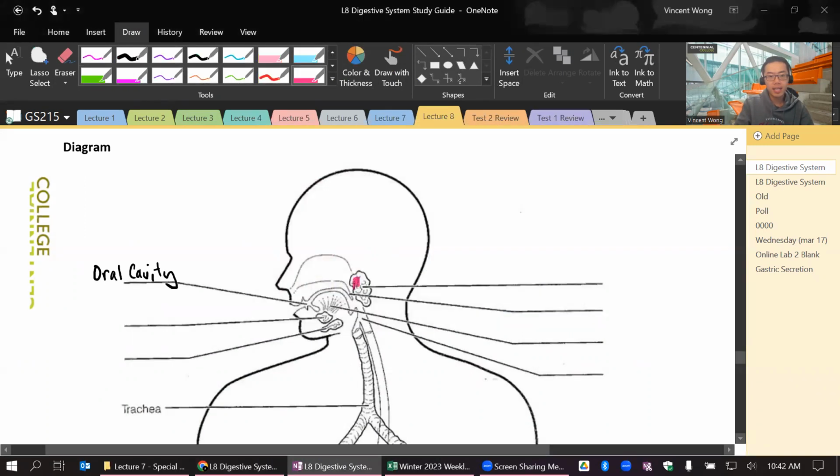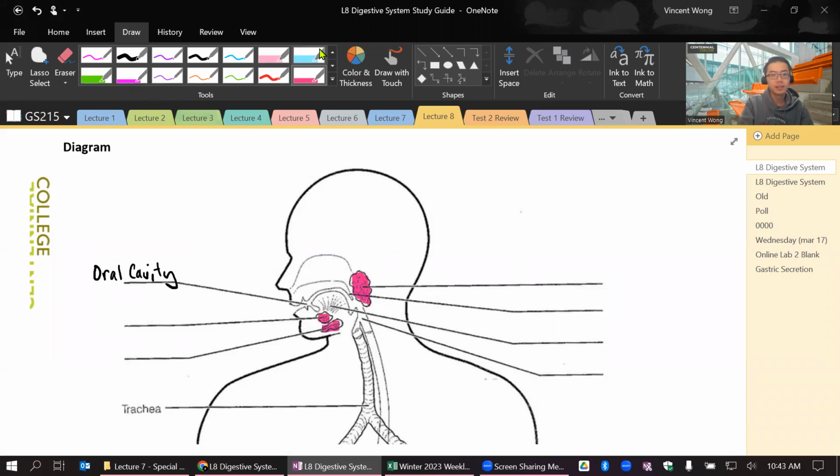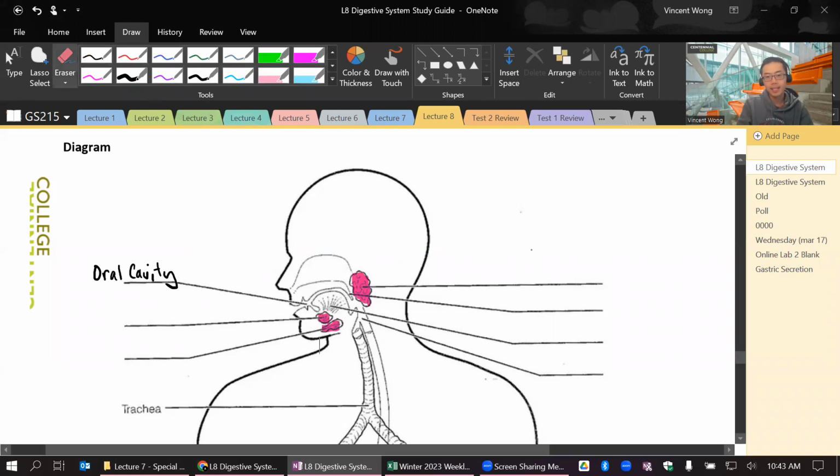We have our salivary glands. There's one right here, another one there, another one there. This one is next to the ear. That's the parotid salivary gland. This one is underneath the tongue. The tongue is actually really big. What we see is only a bit of it. And that would be the sublingual.